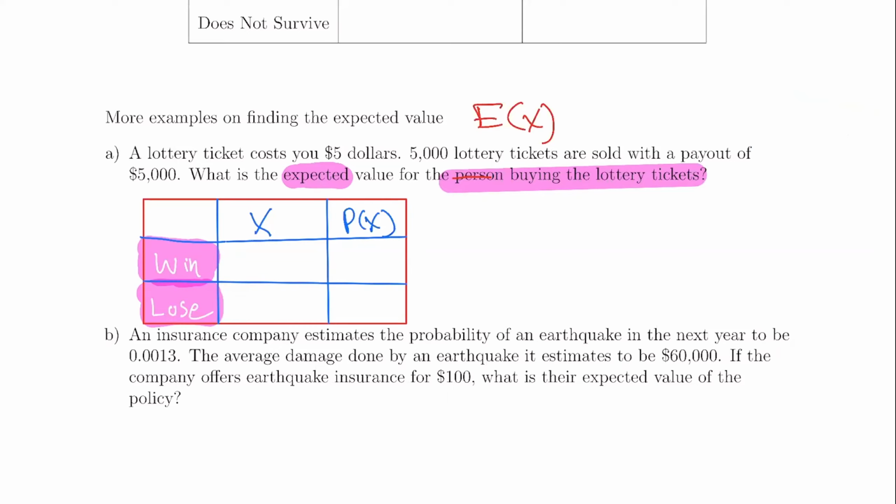All right. So let's figure out what should be the probability of this person winning, and what should be the probability of this person losing. The key thing that they give us is how many tickets they sold. They told us they sold 5,000 tickets. So we know the probability should be out of 5,000. Out of the 5,000 tickets, how many of those tickets are going to win?